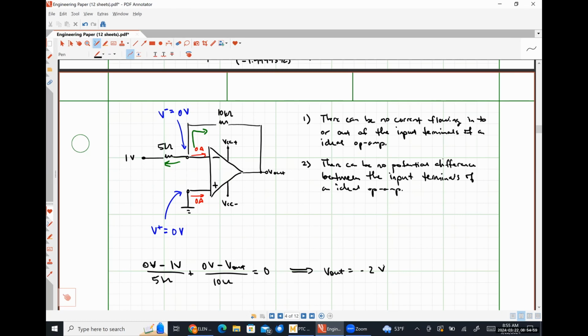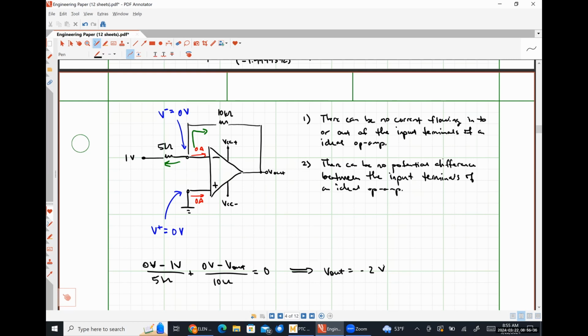That simple process can be used for literally any negative feedback op-amp circuit. So apply op-amp rule number 1, find the voltage at the non-inverting input node, apply op-amp rule number 2, apply KCL at the inverting input node, solve for V out. If you are not sure what type of negative feedback amplifier circuit we have, and we're going to talk about commonly used ones in our next class meeting, this process literally always works. So when in doubt, do this.